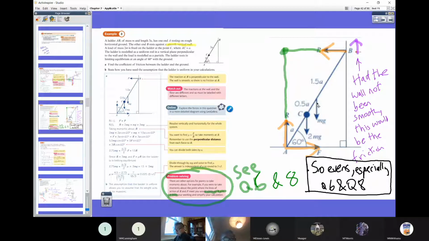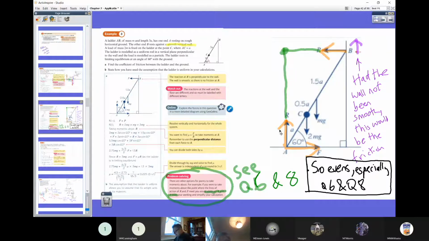Probably, yes. The ladder is modelled as a uniform rod, so that's why the weight is in the middle and so on. Now, I really want you to focus on the forces in play. Obviously, the weight of the ladder and the weight of the person on the ladder are just going straight downwards. We're very familiar with those.